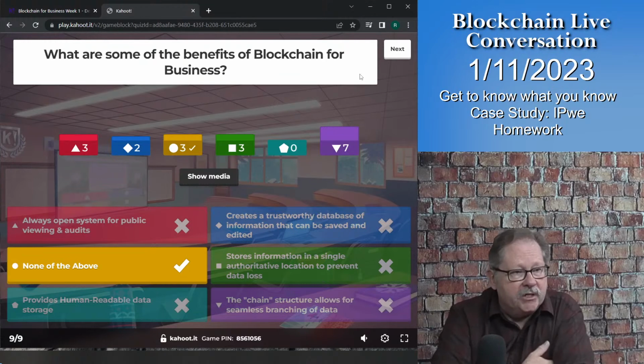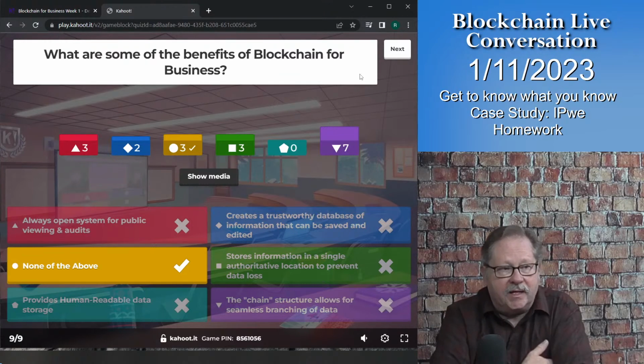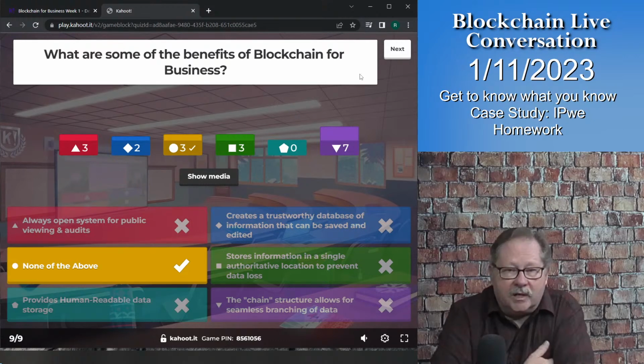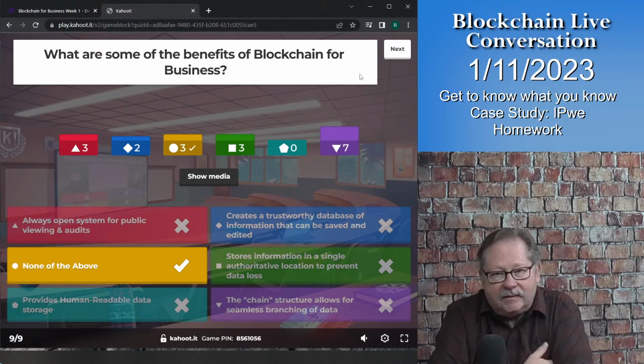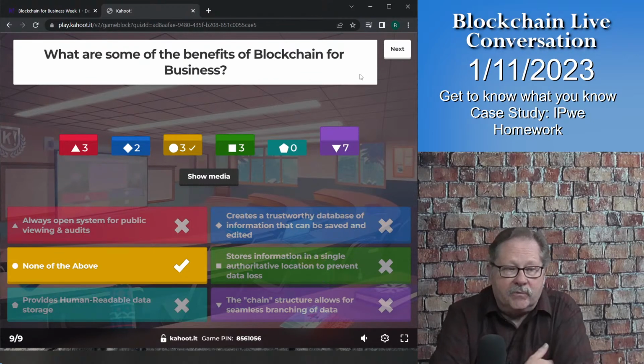So blue: creates a trustworthy database of information that can be saved and edited. Blockchains are immutable. They cannot be edited, not without significant hacking capability, which would require either a supercomputer or quantum computing. And even supercomputers would have a very, very difficult time editing all the nodes as they pass by. Okay, and we'll talk more about immutability and why and how it's immutable as we progress.